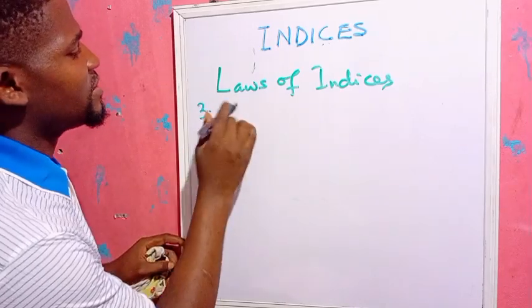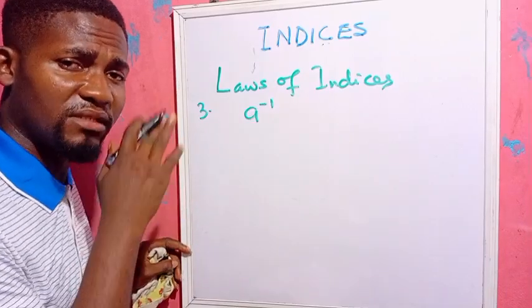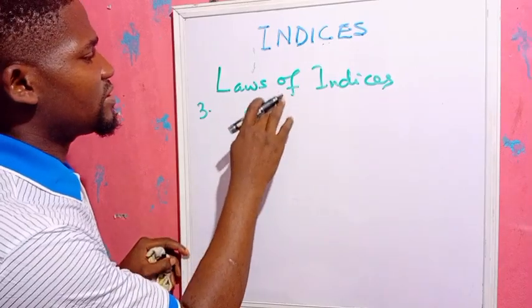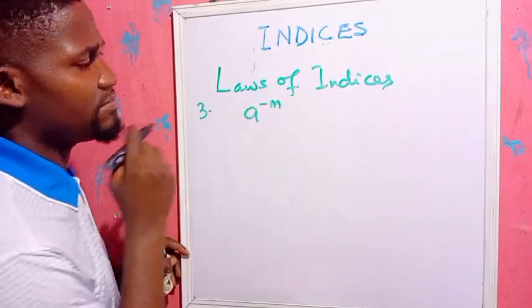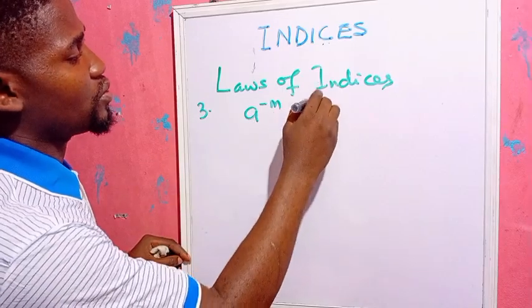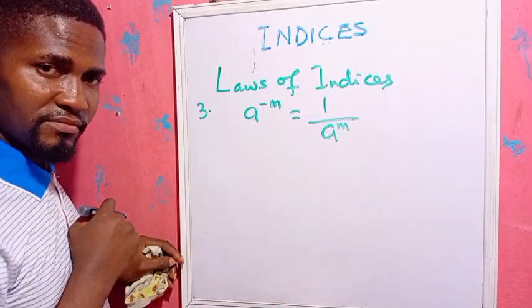Okay, let's say a number is raised to the power minus one. That's a negative index. Or let me use another. Let me use minus n. Let's say the power is n. Okay, this is equal to 1 over a raised to power n.